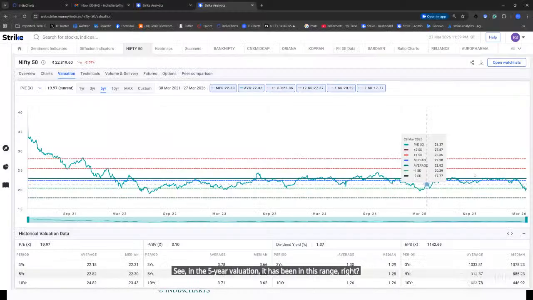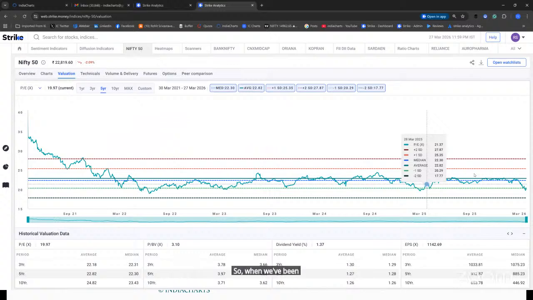Does it have any relevance from the past? It does. I'll just show my screen. If you look at Nifty 50 and the valuation chart, we take a 5-year valuation. In the 5-year valuation, it has been in this range, right?